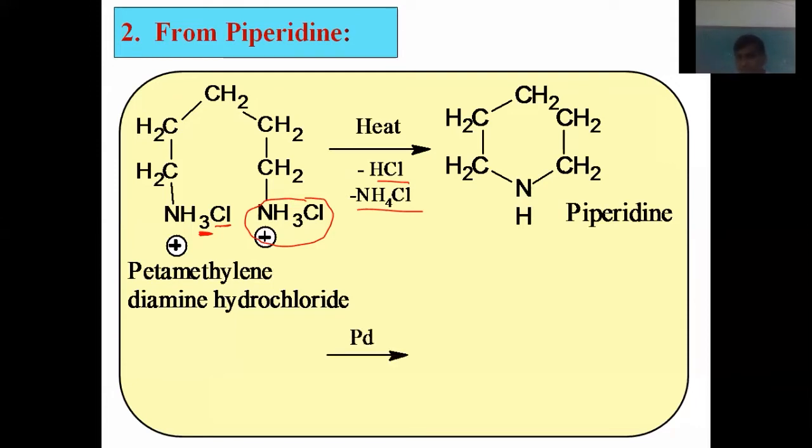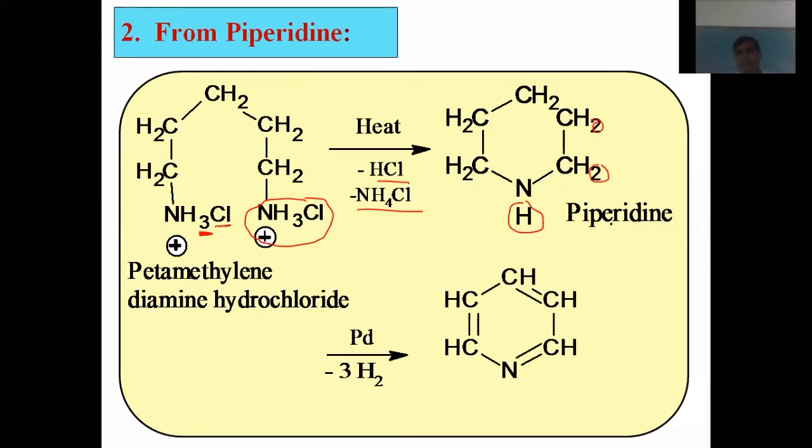Now this piperidine further reacts with palladium, a well-known catalyst used for dehydrogenation. Palladium causes dehydrogenation, which means loss of hydrogen atoms. Now, how does the reaction occur? From each atom of the ring, there is a loss of one hydrogen, so a total of 6 hydrogen atoms are removed. We can say there is a loss of three H2 molecules, and we get the cyclic compound having 3 pi bonds and one nitrogen atom. It is a 6-membered compound, and this is nothing but our pyridine.